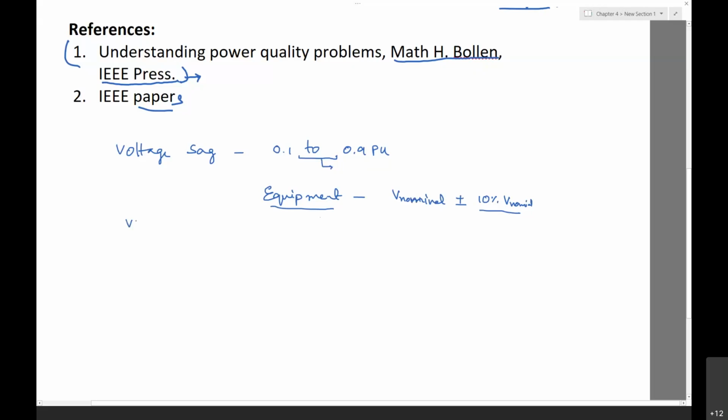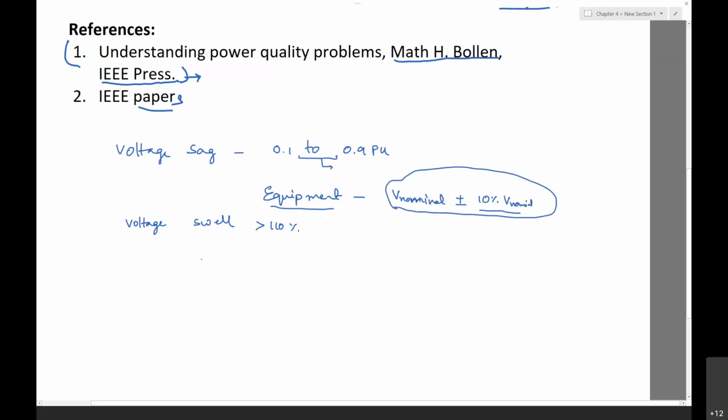Even for voltage swell, obviously the swell condition is greater than 110 percent of the value. Then the equipment's mentioned voltage rating is exceeded, and in that case it is not going to operate either.